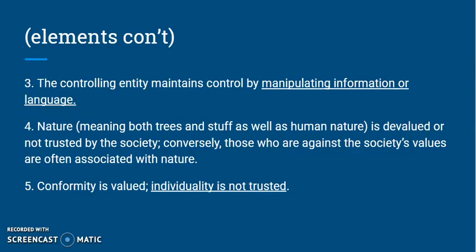Usually in dystopias, nature is devalued or not trusted by the society. That's a little bit different in ours because there's no physical nature, because they're in space, but I threw it on there anyway. And then number 5, conformity is valued and individuality is frowned upon. So keep in mind how our protagonist in the Jupiter mission, which is really the best part of the film, either conforms or maintains his individuality.